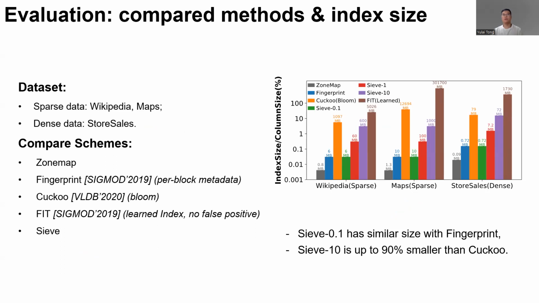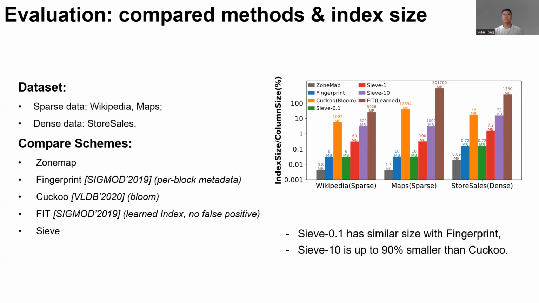Here, you see the evaluation of SIEV on 3 real-world datasets. According to the proportion of missing keys, the datasets are classified into 2 categories: dense data and sparse data. Among them, Wiki and Maps are sparse datasets, while Star Sales is a dense dataset. To ease the comparisons, we generate 3 SIEVs of different sizes by controlling the storage budget.